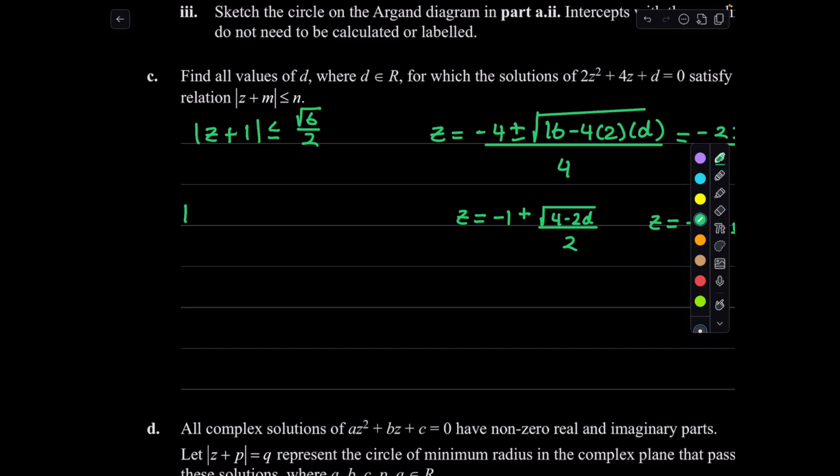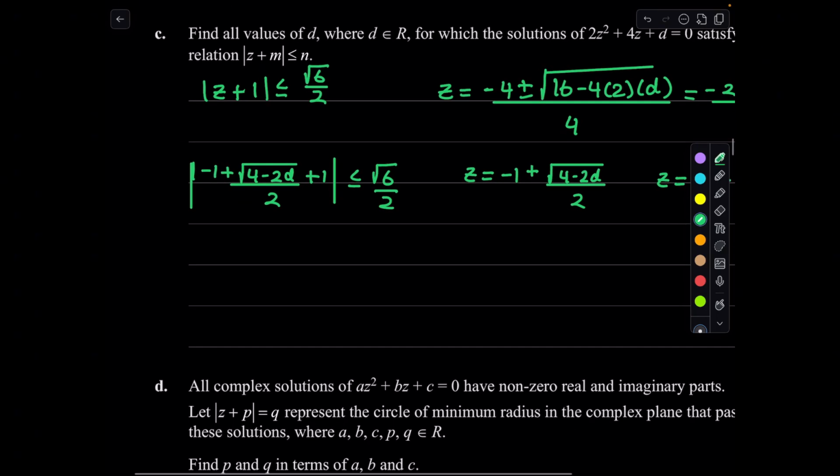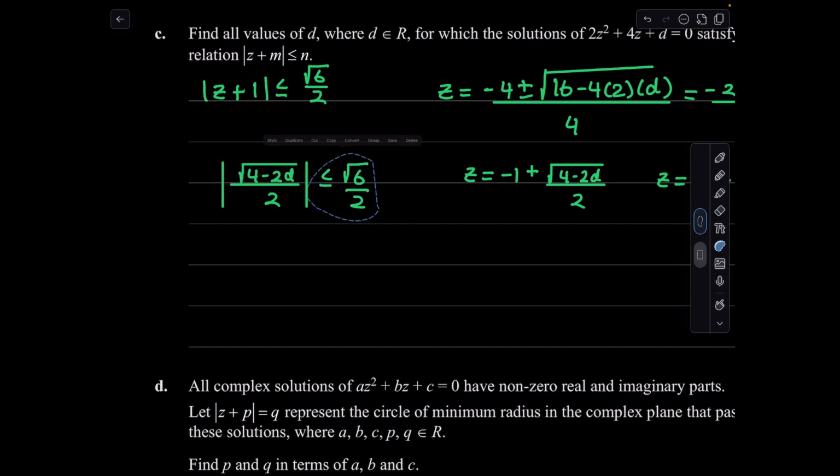So when z is -1 plus the square root of 4 minus 2d over 2, plus 1, is less than or equal to root 6 on 2. Guess what? You know that -1 and +1 cancel out. You can see how they cancel out. And so the absolute value of this, we can just use our calculator to calculate this, by the way. So let's calculate the value of d. Let's use our calculator here.